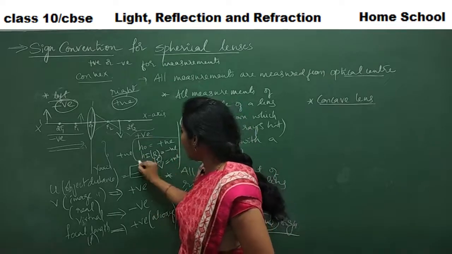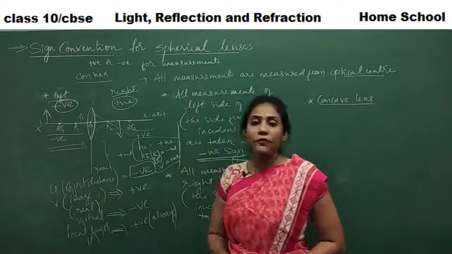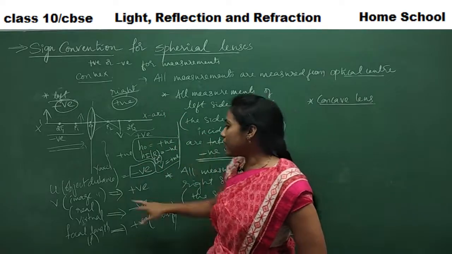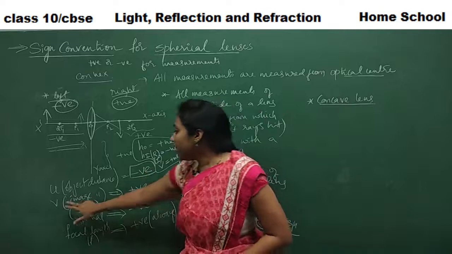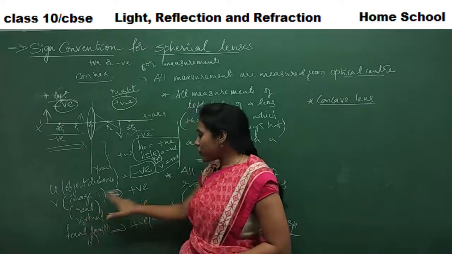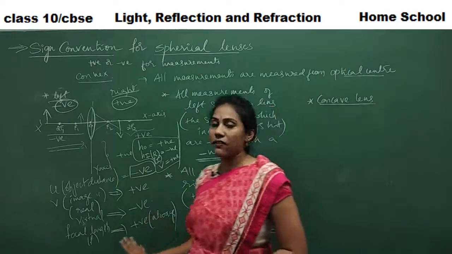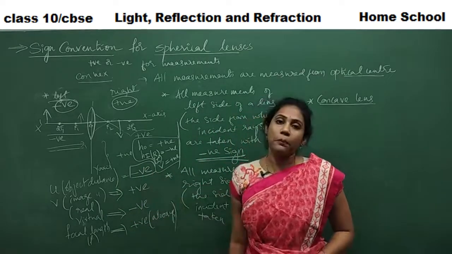Anyway, more than this, these three things you have to remember for the calculation. If it is a convex lens, the u value is always negative. The v value, if it's a real image, is positive. If it is a virtual image, it is negative. Focal length is always positive. So at least these three points are very important.